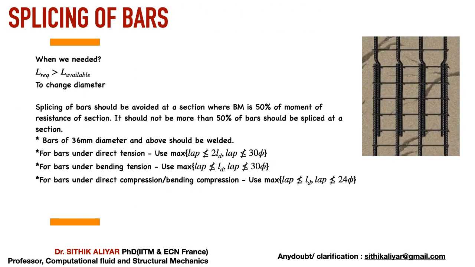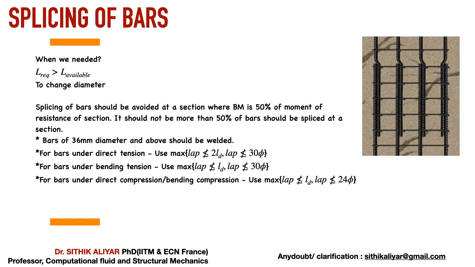So if your bar is under direct tension, you should use minimum 2 LD or 30 times the diameter of the bar. If the bar is under bending tension, that is your beam. In a beam, tension will be acting at the bottom. So the steel bars below the neutral axis will be experiencing a bending tension. In that case, your lap length should not be lesser than LD or 30 times the diameter of the bar. For direct tension, they are giving a more lap length.